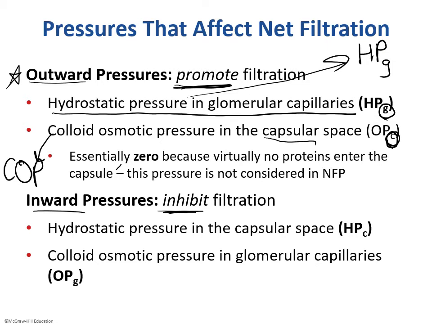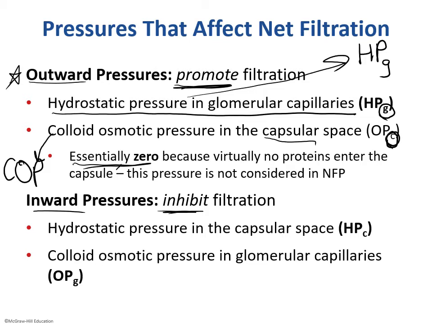However, hopefully we remember it was just a couple slides ago, what do we not want our filtrate to contain? We do not want it to contain proteins. So hopefully in the capsular space where we contain filtrate, there's essentially a zero colloid osmotic pressure in there because there shouldn't be any proteins, so that shouldn't even be an issue. So right here, hopefully it's zero in a healthy individual. You shouldn't have a colloid osmotic pressure of the capsular space. If this was here, this would cause us to pull fluid into the capsular space, but it's essentially zero.